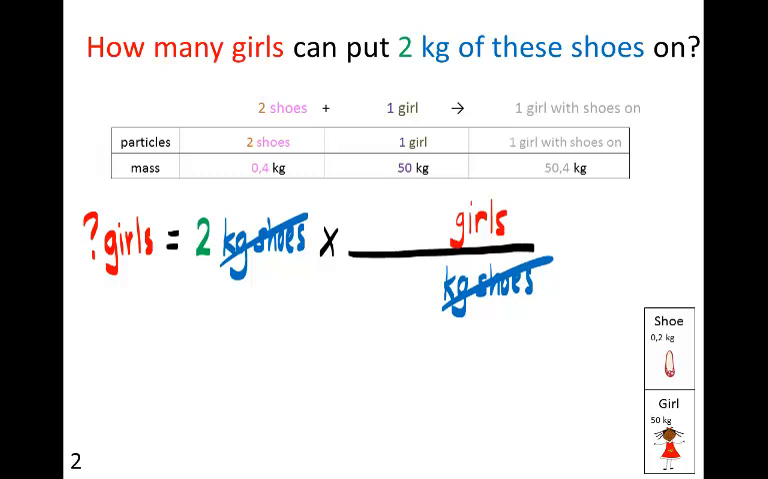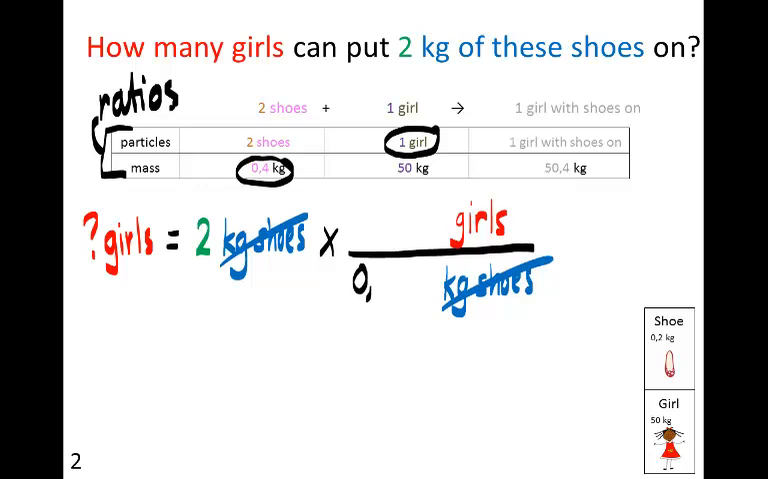So now we need to use a particle mass ratio. We're interested in the mass of the shoes of the basic ratio and the number of the girls. This is not kilograms of girls, it's the number of girls for the basic ratio. Remember, these two are both ratios for the reaction, the getting dressed, of girls and shoes. And the ratios of the reaction give us the conversion factor. So we know that 0,4 kilograms of shoes is the mass of shoes needed for one girl to get dressed in this situation. So they are equivalent for this reaction, for this getting dressed.